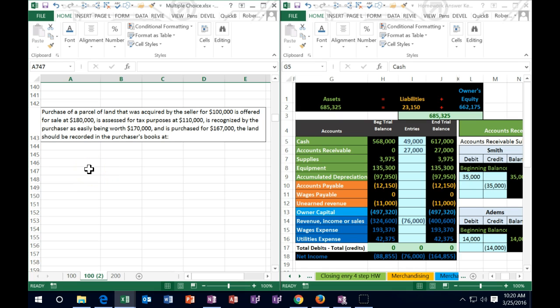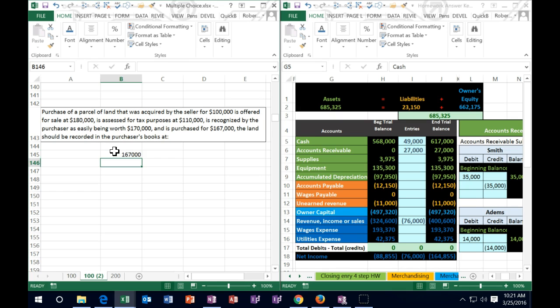We have: a parcel of land that was acquired by the seller for $100,000, is offered for sale for $180,000, is assessed for tax purposes at $110,000, is recognized by the purchaser as easily being worth $170,000 and is purchased for $167,000. The land should be recorded in the purchaser's books at... Okay, so this is just the question of what amount we should record. We are going to have an assessment and an offer out there, but at the end of the day, we're going to record it at what we paid for it, which in this case is the $167,000.